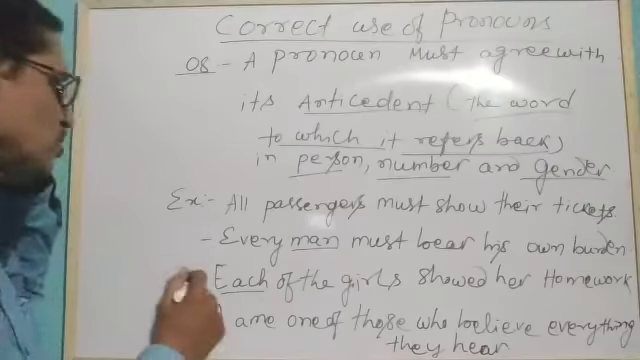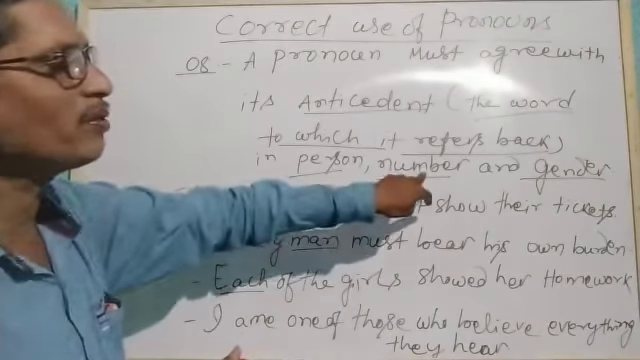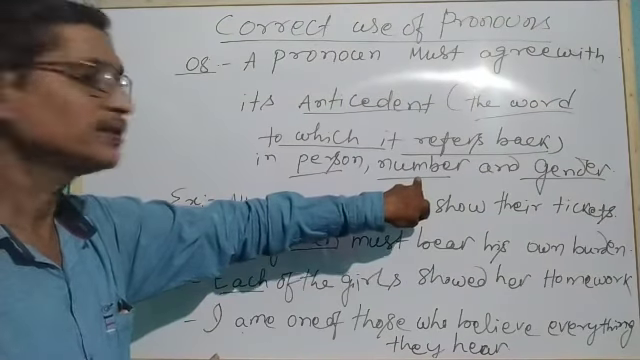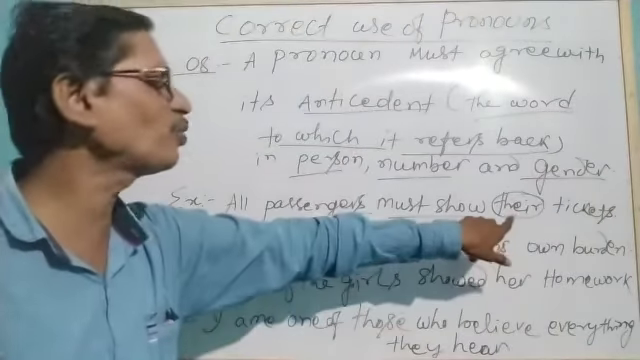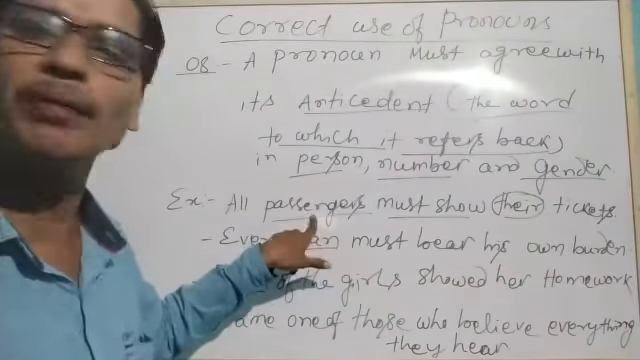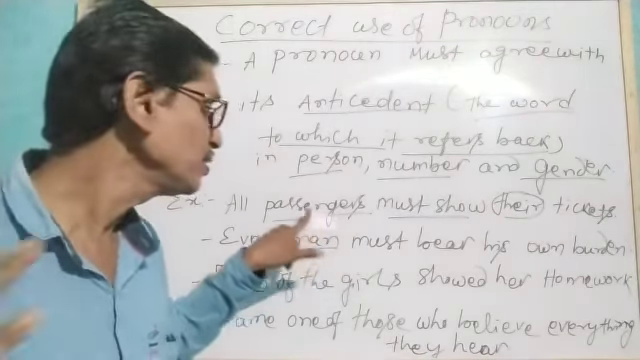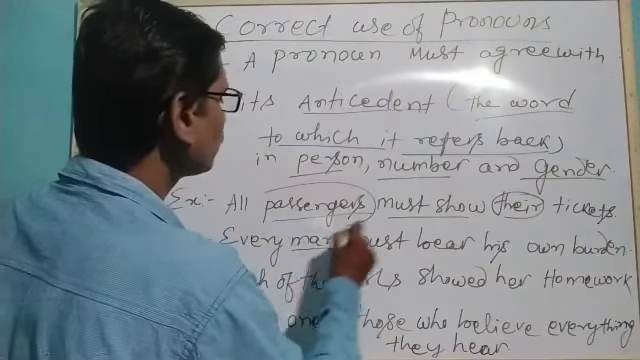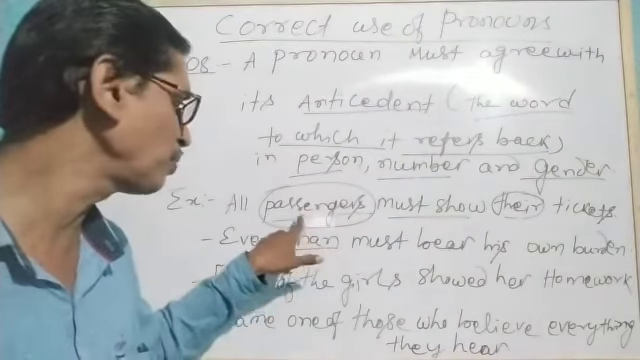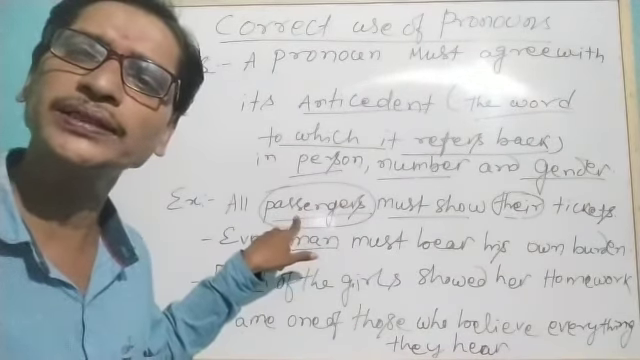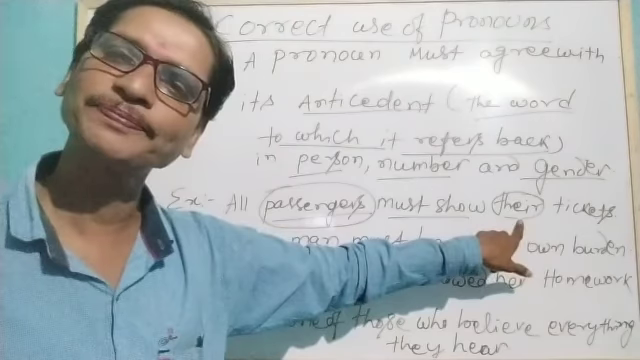Let's understand. So, all passengers is talking about the plural number. All passengers must show their ticket. The pronoun is there because it is talking about a plural subject. That means they. Understand? So this is called the antecedent. The pronoun refers back to this. Therefore, in accordance with the person, number, and gender of this antecedent, the pronoun we have used is there.